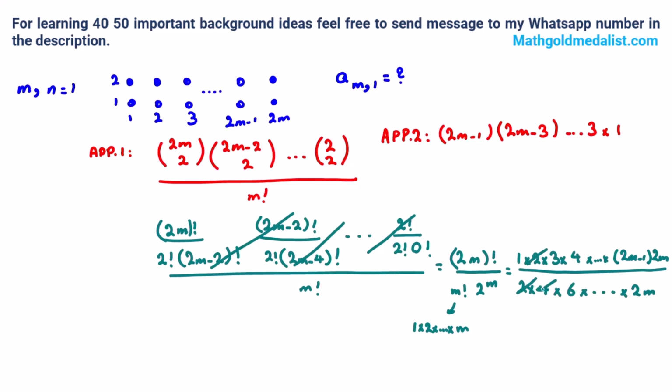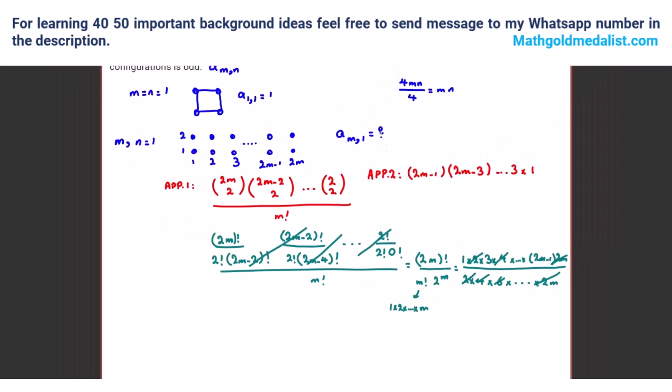So we can cancel only even numbers. And this one, so what is left? 1 times 3 times ... times (2m minus 1). Exactly this. Okay, and as you can see, it is odd. So our answer is this one, or you can also write it like this: (2m) factorial over m factorial times 2 to the m, which is odd. Okay, so for n equals 1 and any m, we proved that the answer is odd.